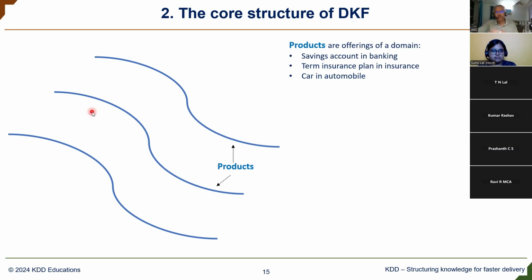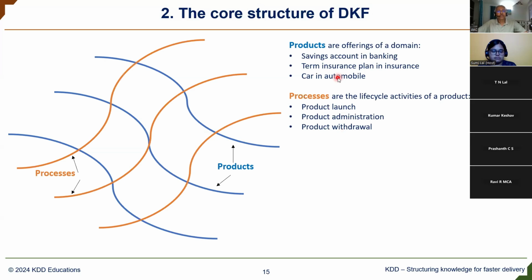It could be a product or a service; we are using the term product in general. A bank will have a savings account, insurance could be a term insurance plan, automobile could be a car, something like that. And then we have processes. The life cycle could be launch of the product, administration of the product, or withdrawal of the product. These are examples of the processes.